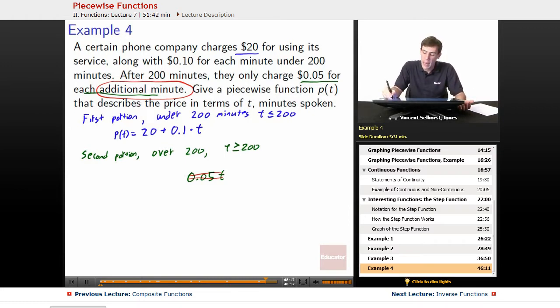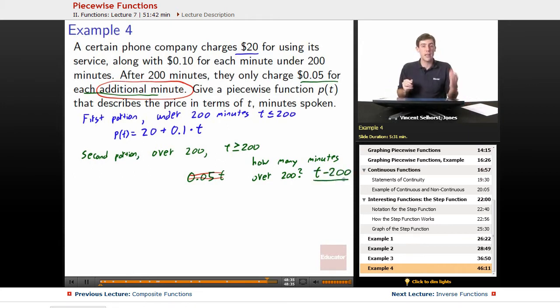So how many minutes over 200? Well, that's not too hard. We know that we have t minutes total. We know that we're already over 200, so it's going to be the number of minutes we've talked minus 200. So t minus 200 is the number of minutes over. So it's 0.05 times t minus 200. Now, that's the amount of additional money that will be on top of some lump.